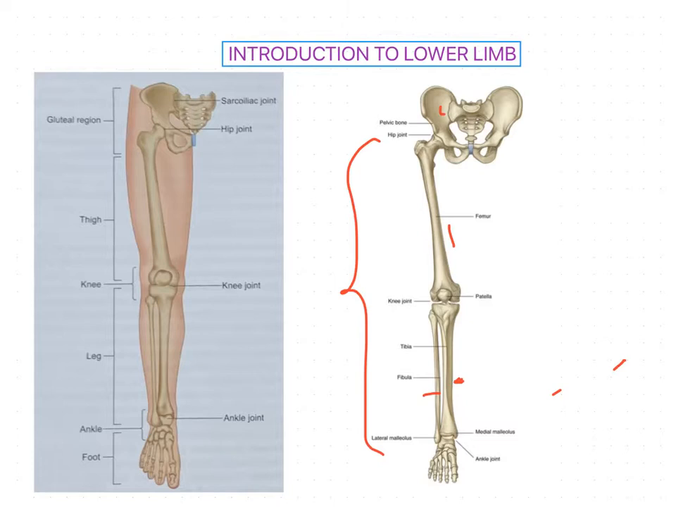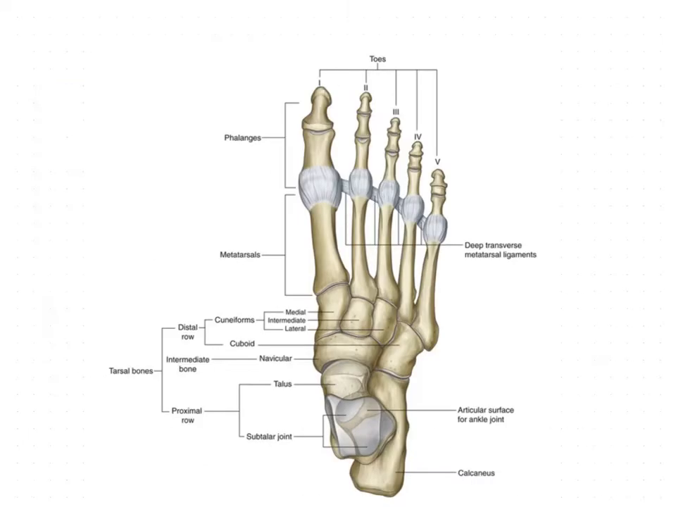Here come the bones of the foot. It includes 7 tarsals. Normally in the upper limb, at the wrist, we have 8 carpals in each hand, isn't it? But here it has 7 tarsals. So the carpals are the same as the tarsals in the foot.